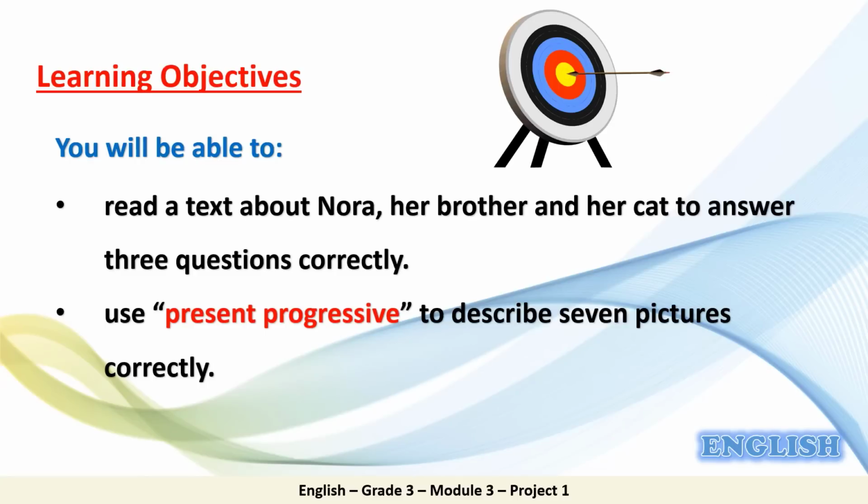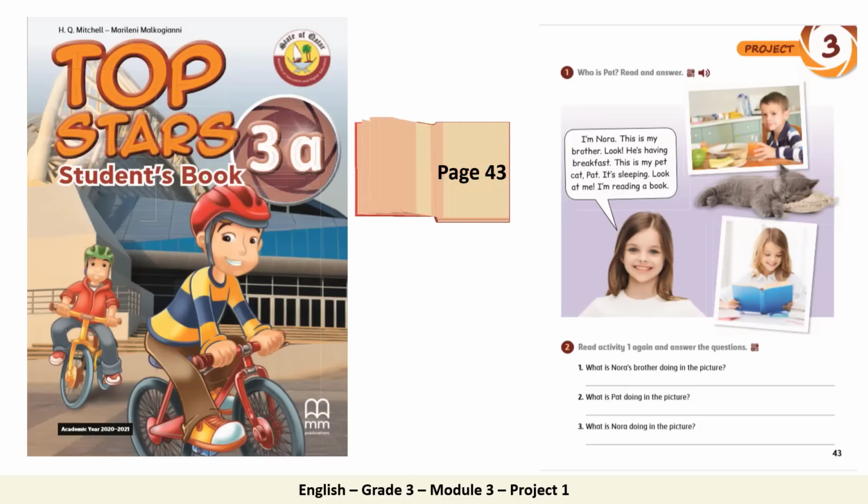After watching this video, you will be able to read a text about Noura, her brother, and her cat to answer 3 questions correctly. Use present progressive to describe 7 pictures correctly. So let's start. You can find today's lesson in your student's book, page 43.